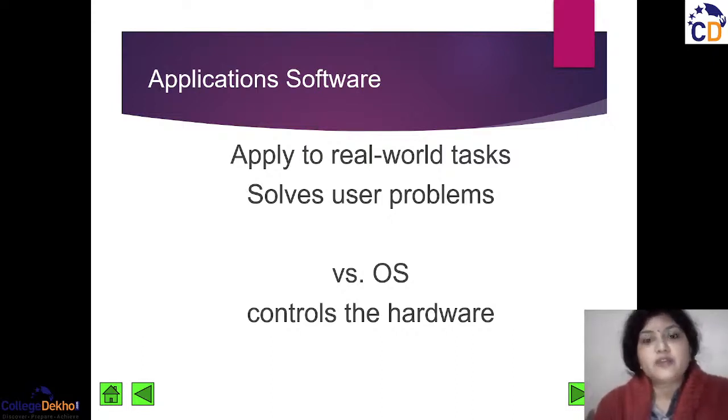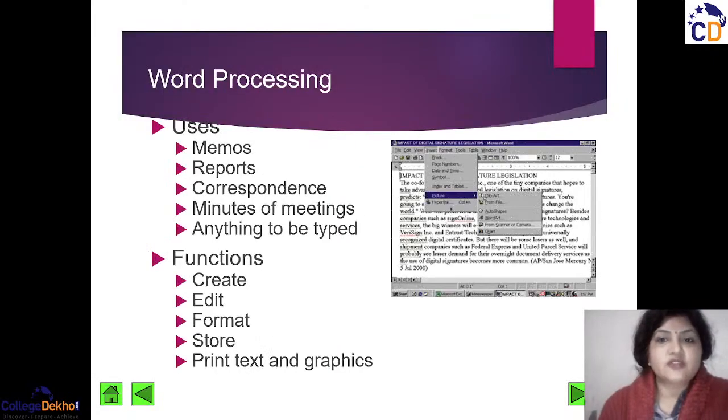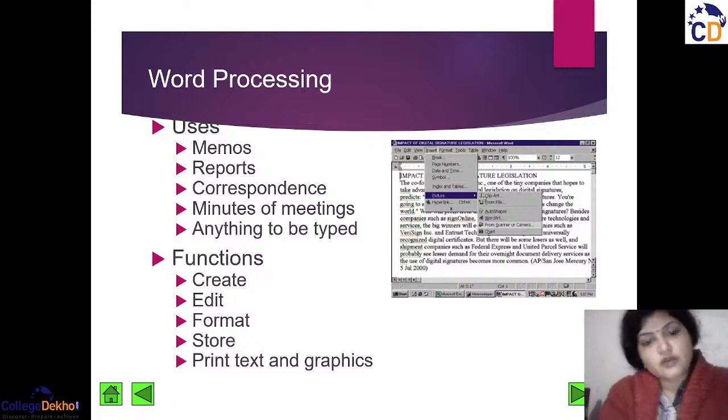I'm going to tell you one by one how to use this application software. The first software that we are going to use is MS Word. Everyone has used a Word file. You have typed something, you have used some data. So what are the uses of this? You may use a word processing document for creating memos, generating reports, mailing, or typing the minutes of a meeting. Anything to be typed can be in Microsoft Word.